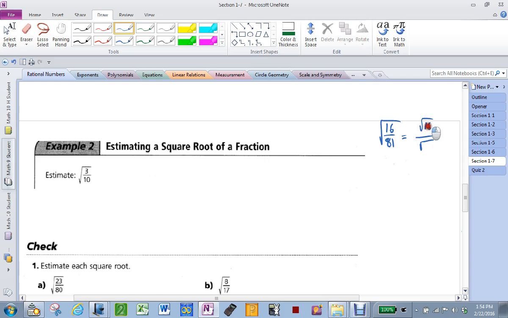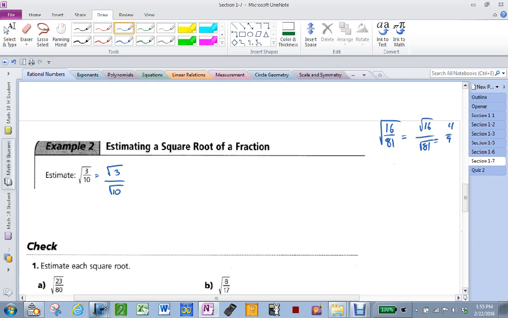It's the same as the square root of 16 over the square root of 81, which is 4 over 9, yes? If this is true, and it happens once in math, then what happens every time you try to take the square root of a fraction? You do the same thing. You take the square root of the numerator, which is 3, over the square root of the denominator, which is 10. Now, is either one of them a perfect square? No.